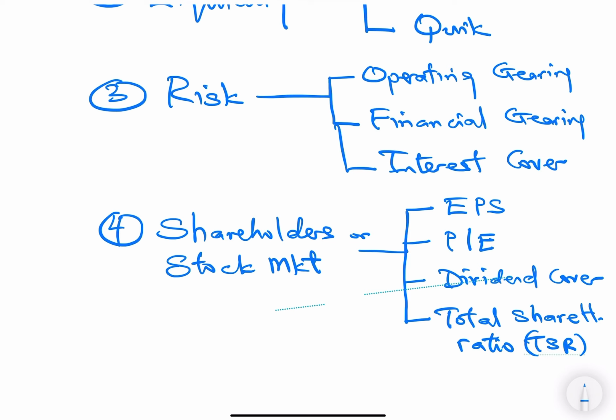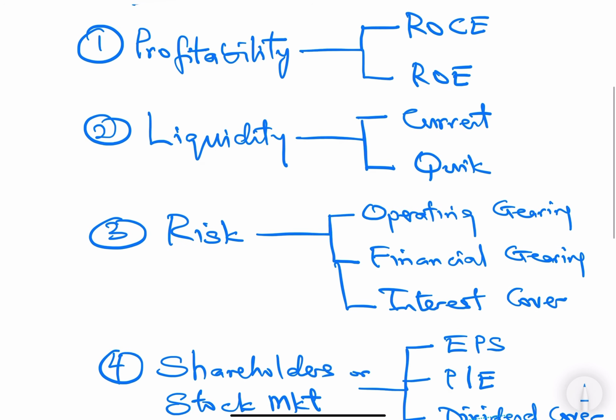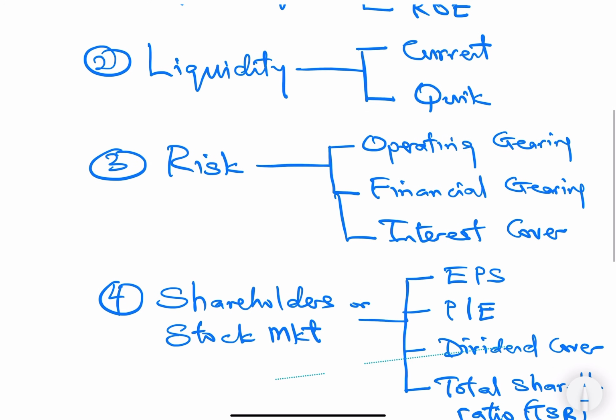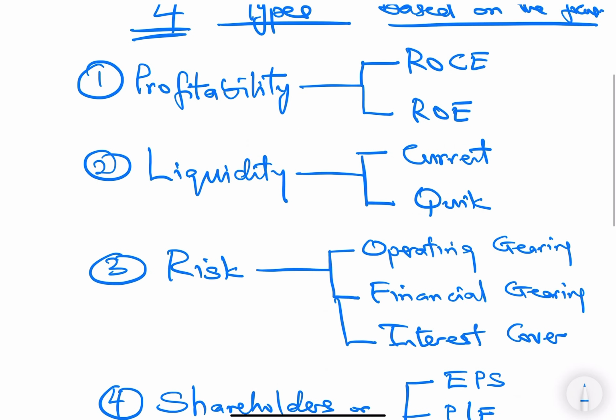So that is a summary of the ratios that we'll be looking at today in these 4 categories: profitability, liquidity, risk, and shareholders or stock market ratios. And that's how we're going to deal with it.